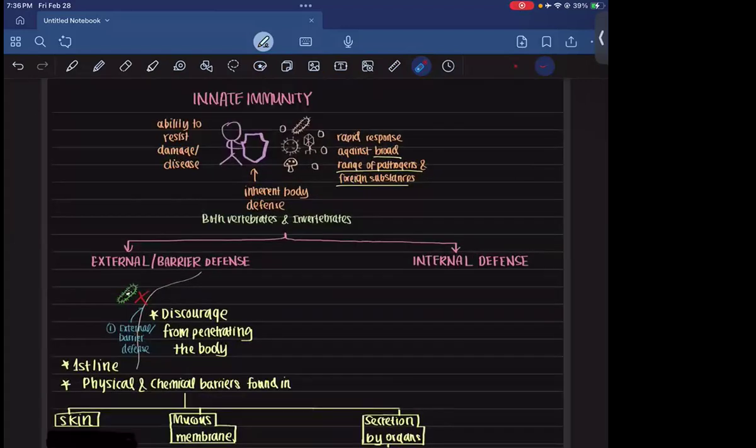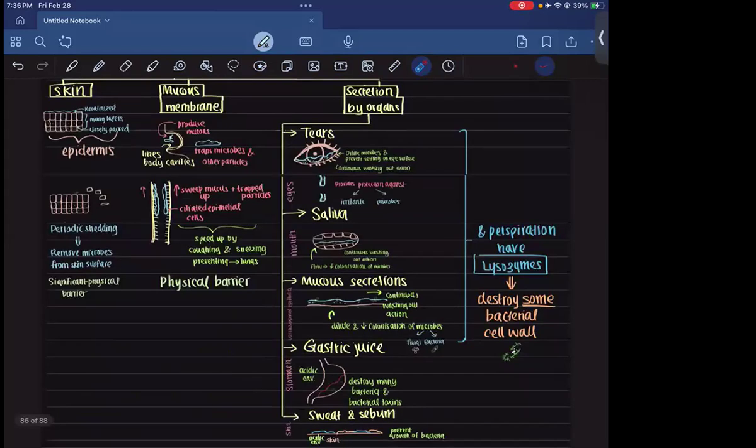Okay, then let's learn one by one. What are they doing in skin? What are they doing in mucous membrane? What are they doing in secretions by various organs? Let's see one by one how this innate immunity is going to work.